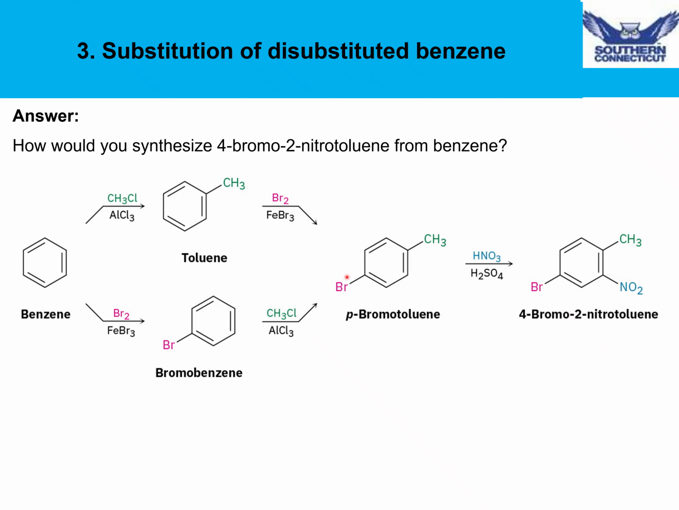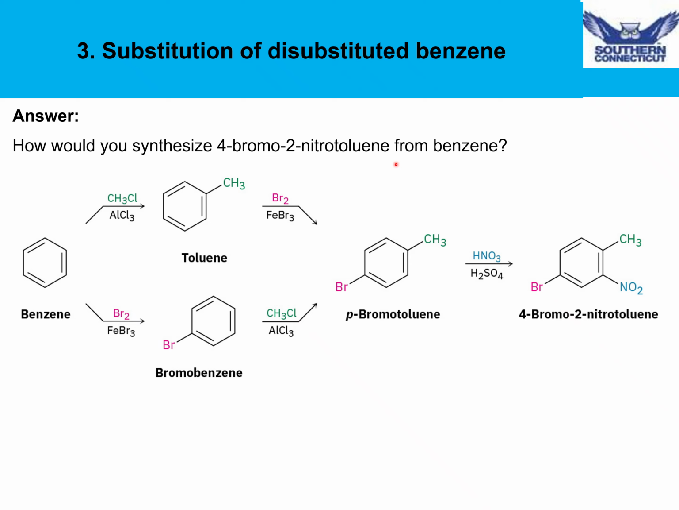From para-bromotoluene, we could do a nitration to add the nitro group to the correct position. Since the methyl group is a stronger activator than the bromine, it should direct the nitro group to the ortho or the para position. But because the para position is blocked, the nitro group will add to the ortho position. Notice that this compound is symmetrical, so it doesn't matter which ortho position we add them to, it should give you the same product.